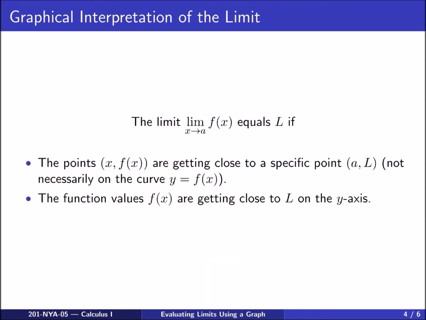The limit of f of x equals L as x approaches a if those points (x, f of x) are getting close to a point (a, L). In the previous applet, a was 1 and L was 2. But this point may not be on the graph of f, since f might not be defined at x equals a. We had this in our previous example, since f was not defined at x equals 1.